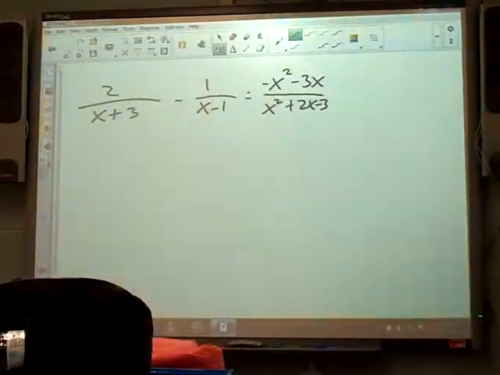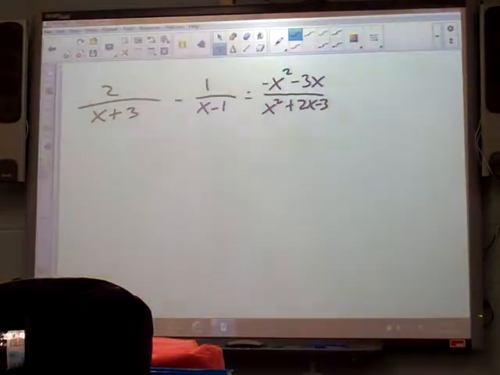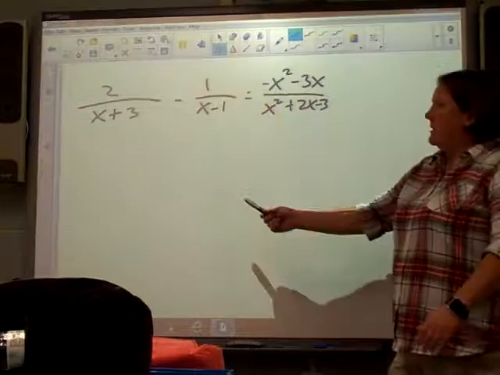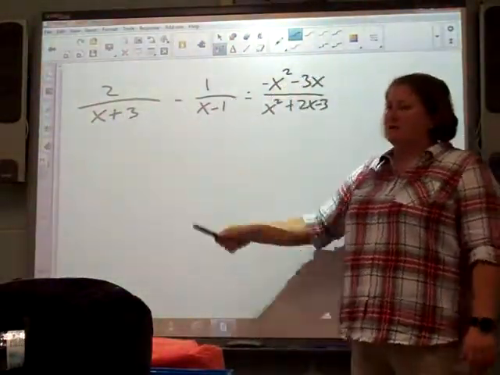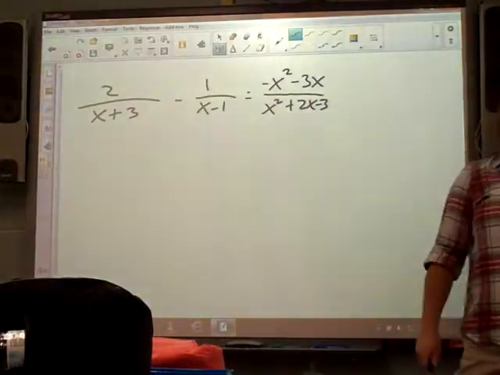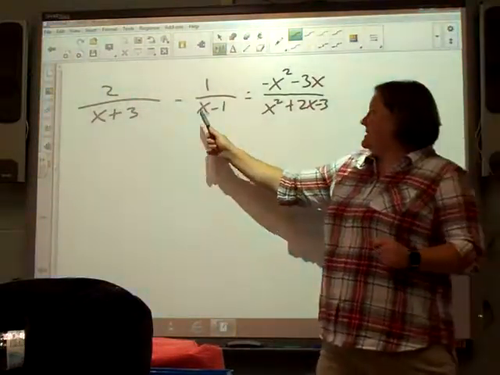Alright, we got 2 over x plus 3 minus 1 over x minus 1 equals negative x squared minus 3x over x squared plus 2x minus 3. Alright, bless you. Looking at what we got here. This denominator, x plus 3, is already factored. This one, x minus 1, is already factored. My life is going to be a lot easier right now, Caleb, if this factors as these two.